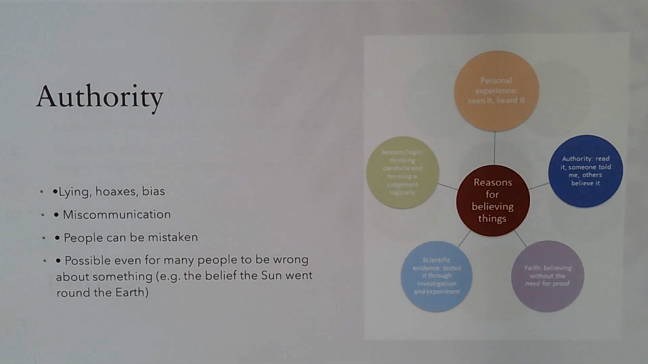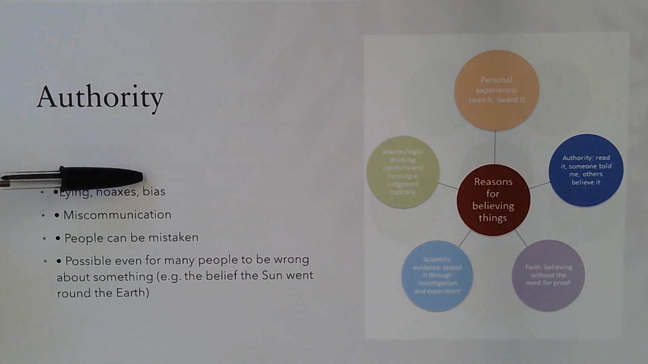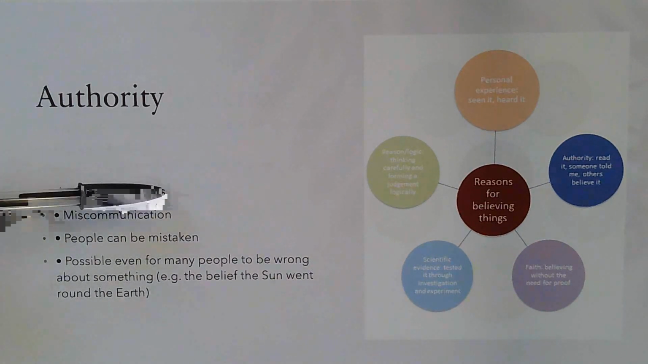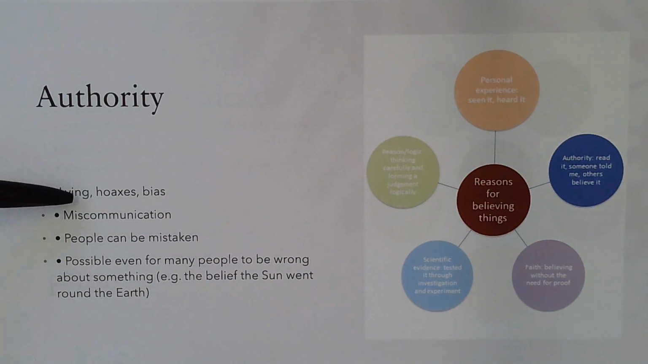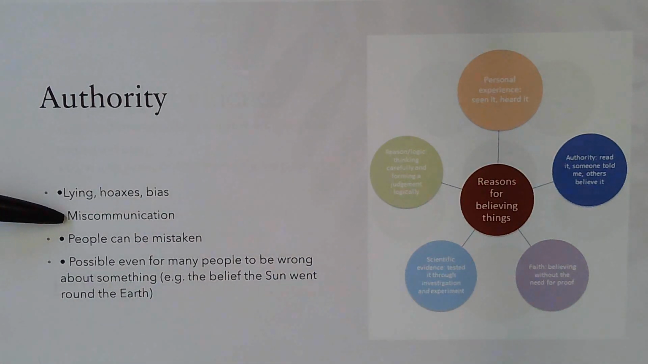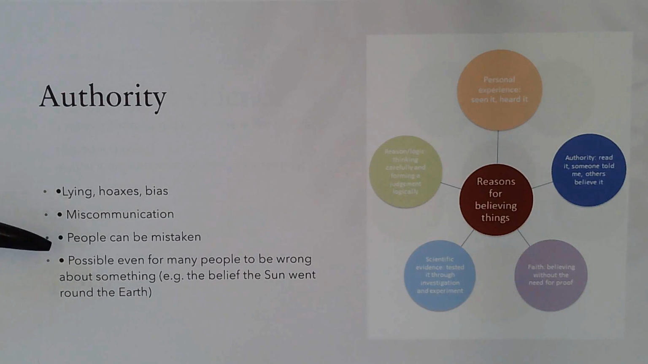So the second one is authority. Authority would be someone that is maybe older than you or in charge of you. So it's something that you've read or someone told you, or that others believe, which makes you believe it. So sometimes people might lie or might be biased. We've used that word a lot in history, that something is bias. Maybe there's a miscommunication, maybe you don't understand what the person has said or meant, or maybe they have not been clear either.